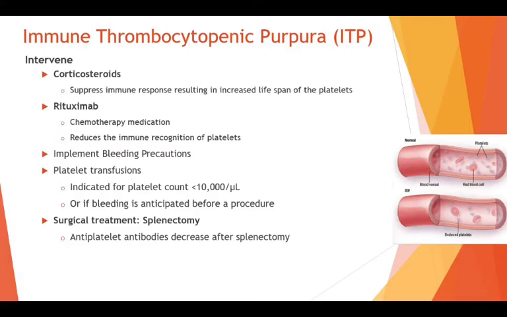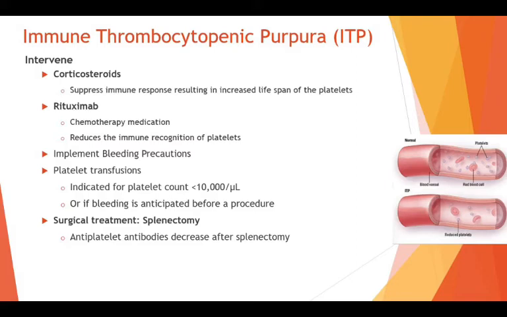So the drug of choice for this is, I don't even know how to say that, rituximab. Anyway, it is a chemotherapy medication, but it reduces the immune recognition of platelets. Just because it's a chemotherapy medicine doesn't mean that you have a cancer. It's just a med that they have found works in decreasing the immune recognition of platelets and stops the immune system from attacking platelets. If it responds well to steroids, they're not going to leave you on steroids for your life because of the increased risk of high glucose levels and Cushing's syndrome.